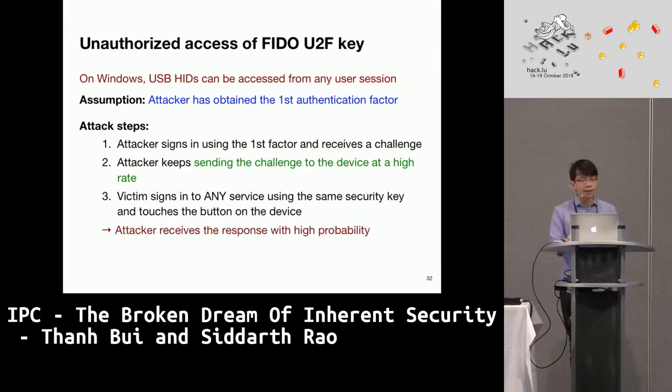When the victim signs into any service using the same security key, the victim will touch the button on the device, and there is a high probability that the attacker's request will be signed because it is being sent to the device at a higher rate. The user might notice that the first button press has no effect because it was used by the attacker, but such minor glitches are typically ignored. We tested the attack on popular services, including Facebook and GitHub, and got a 100% success rate.